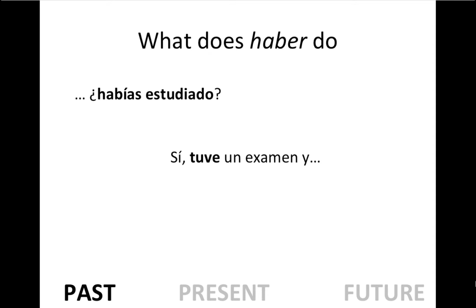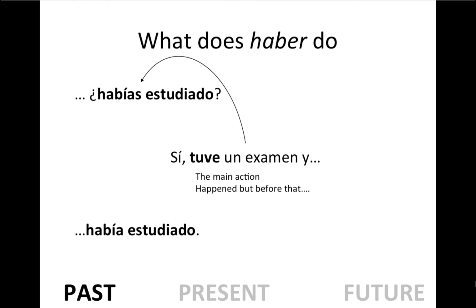Let's say it's Wednesday and the exam was on Tuesday, the day before. Yes, I had studied for it. Notice that the past tense of haber in the indicative throws the action from the past. This is something that's happened in the past now. Notice the highlighted timeline on the bottom of the page. To something that happened before. Had you studied prior to the test, which happened in the past? Yes. So the main action happened, but before that, I had studied.